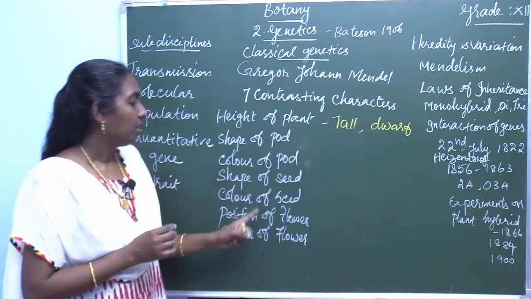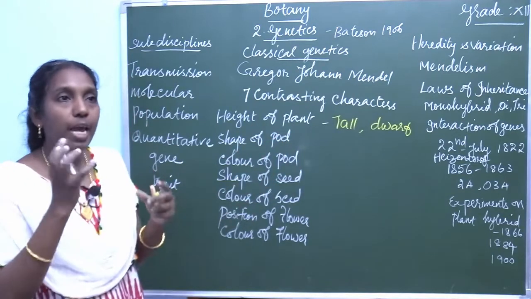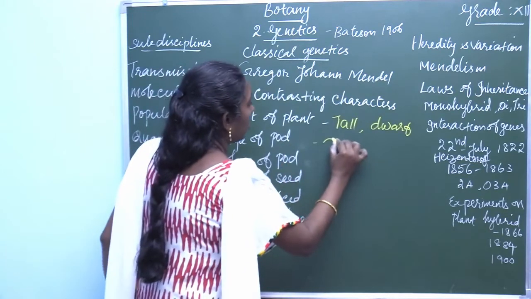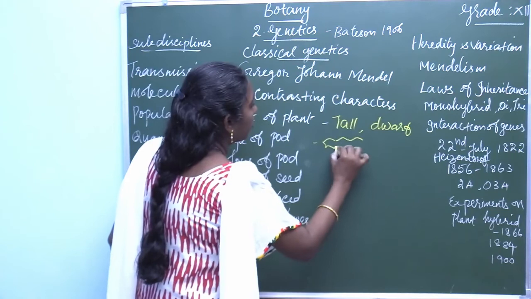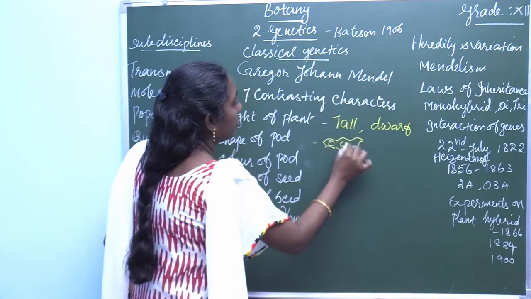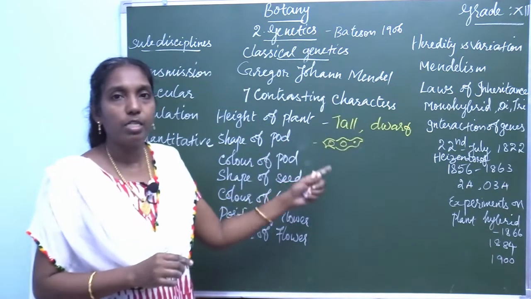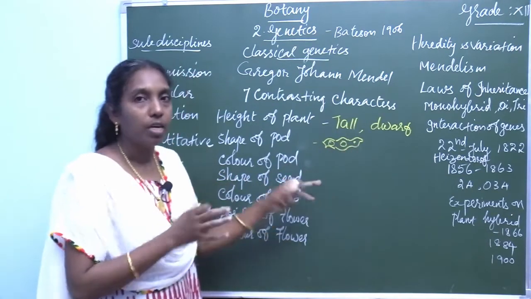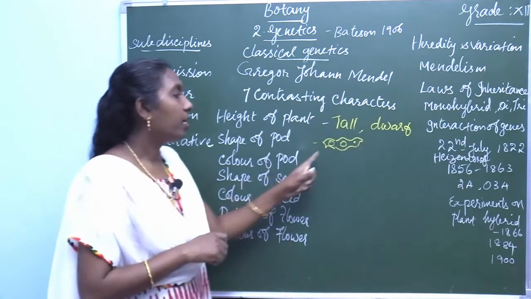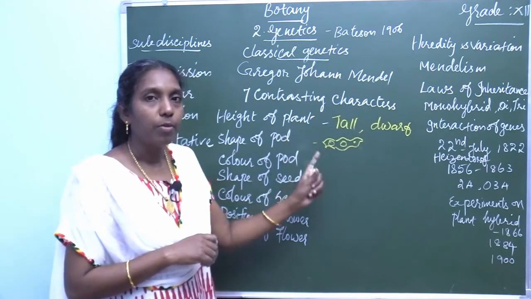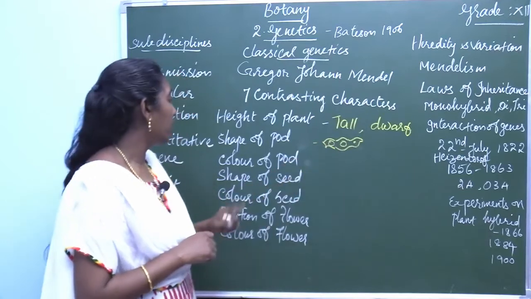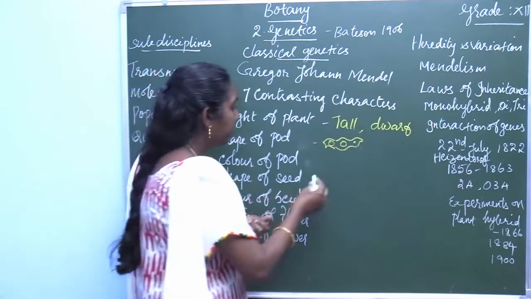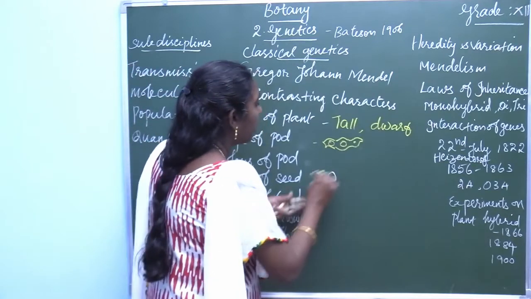Height of plant, shape of pod which shows the shape inflated or flattened. These are the leguminous plants, so the fruit is developed in the form of a pod. This is the pod, within which the seed develops. Color of the pod: the dominant color is green, the recessive is yellow. Shape of the seed: round or wrinkled.